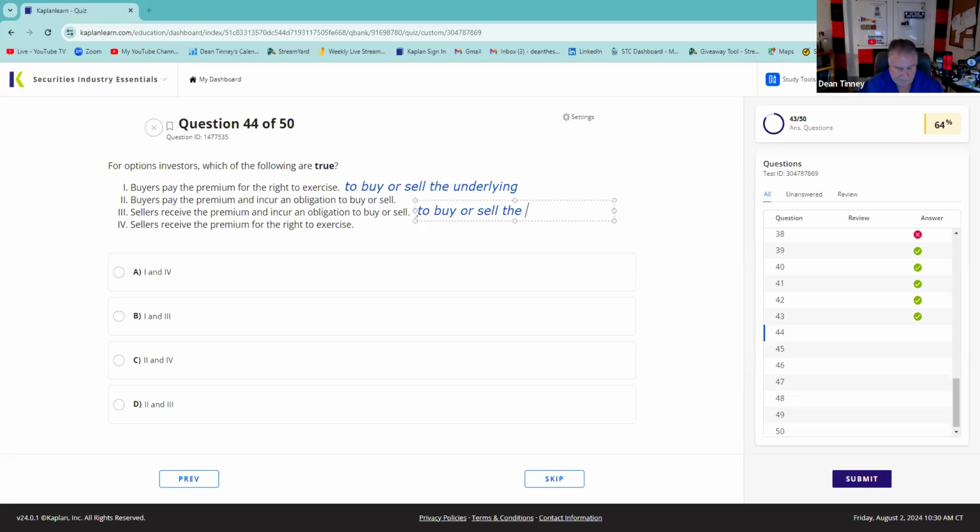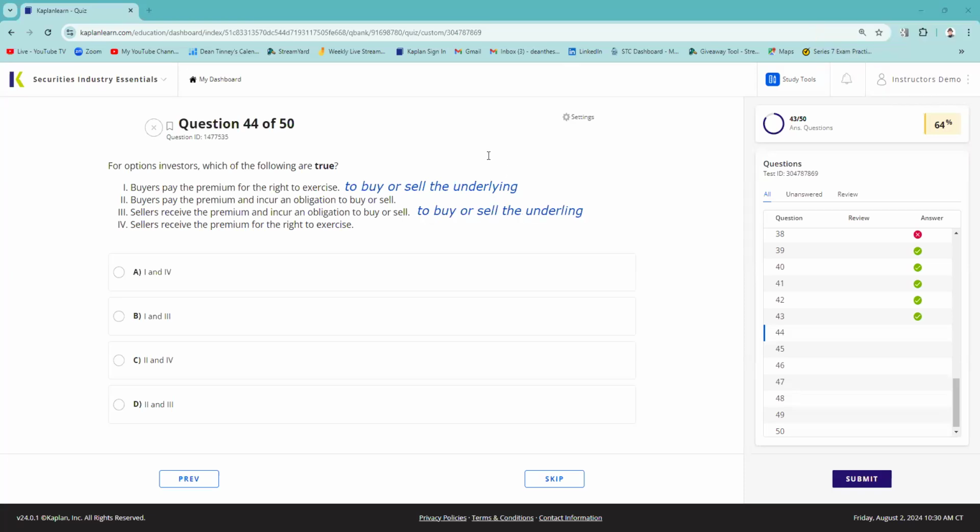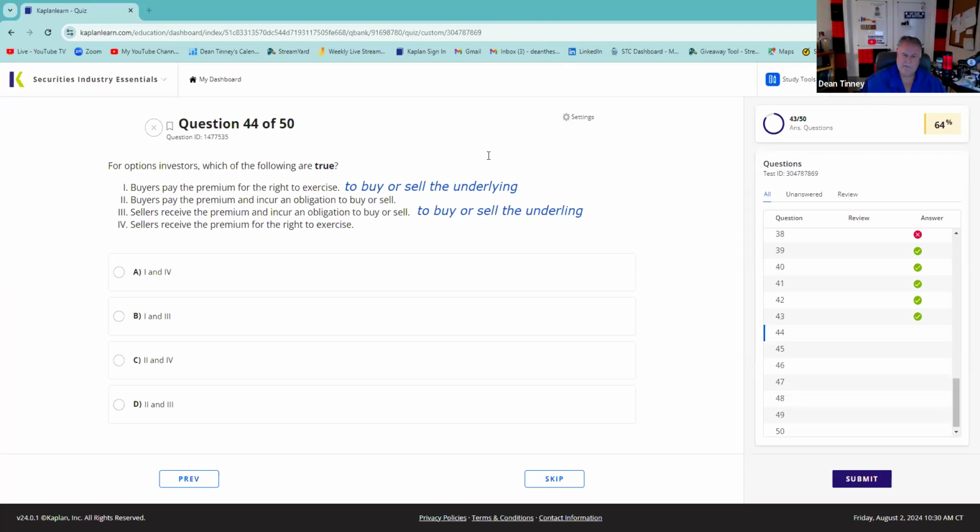I actually like this, and what I'm doing is just annotating this. You should know the buyers pay the premium for the right to exercise, to buy or call away the stock, or sell or put the stock. That's Roman numeral 1. That's a long call, long put. That is true. Buyers have choices.